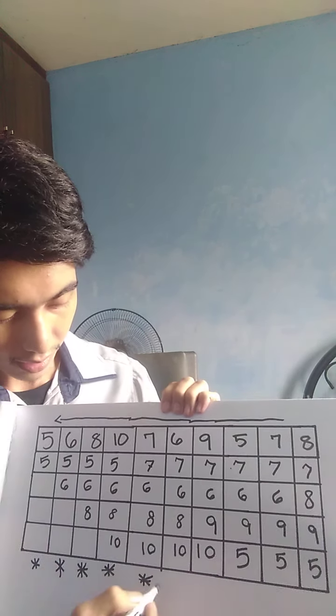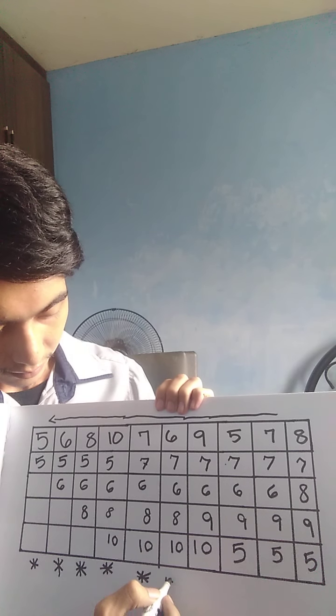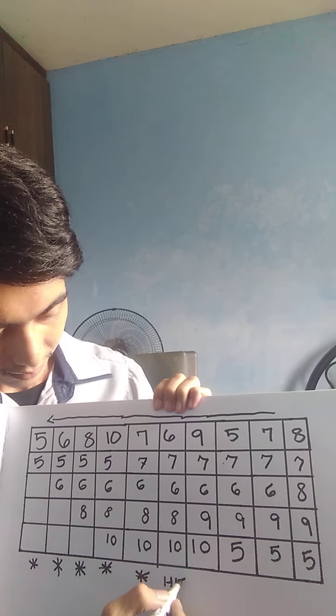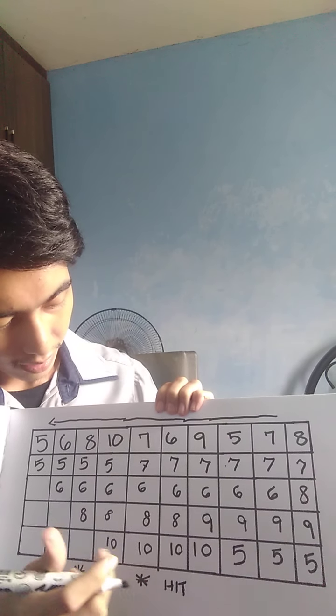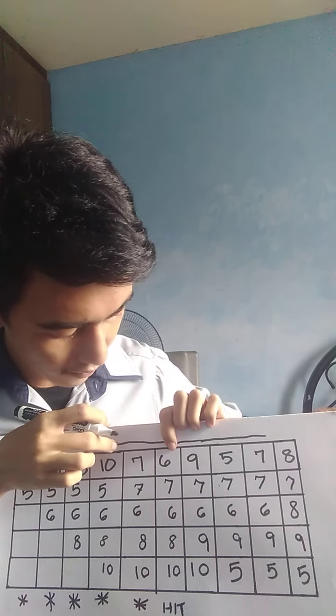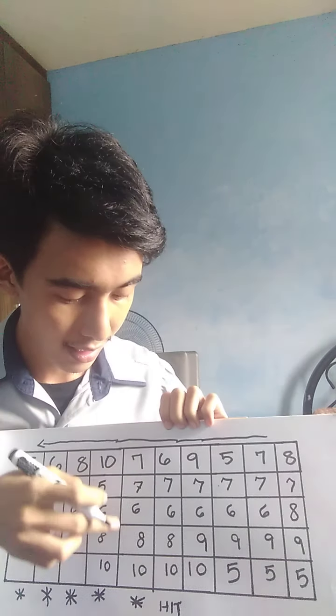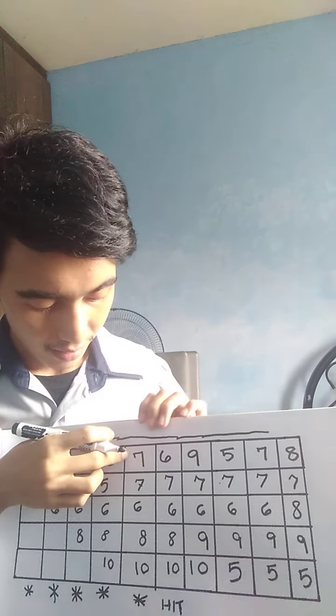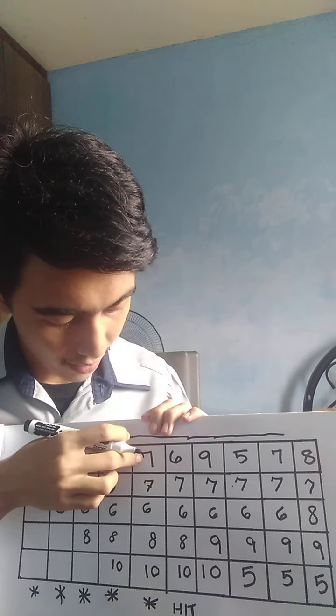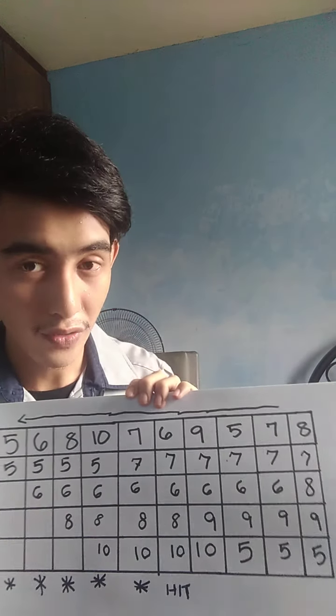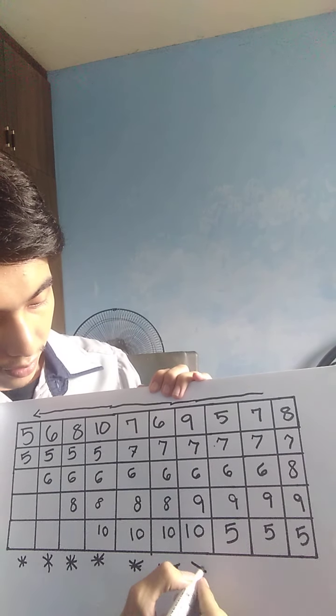Here was a hit. Why was it a hit? The reason is that the page reference we're looking for has a digit on the previous page. That's why it was a hit. If the page reference we're looking for was not present on the previous page, it is called a page fault. So next, this is a page fault.